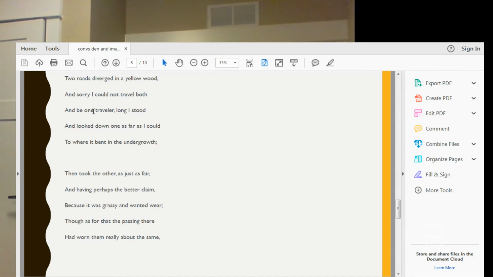Okay, we have this image of a traveler, one traveler. I don't know what you guys think of when you think of traveler, but I think of this kind of guy with a rucksack on his back. Okay, so we get this image. It's this one person, so that's another sense of imagery. And he's looking and he's like, oh, I can't take both roads. He can't split himself into two. He has to pick one. Okay?